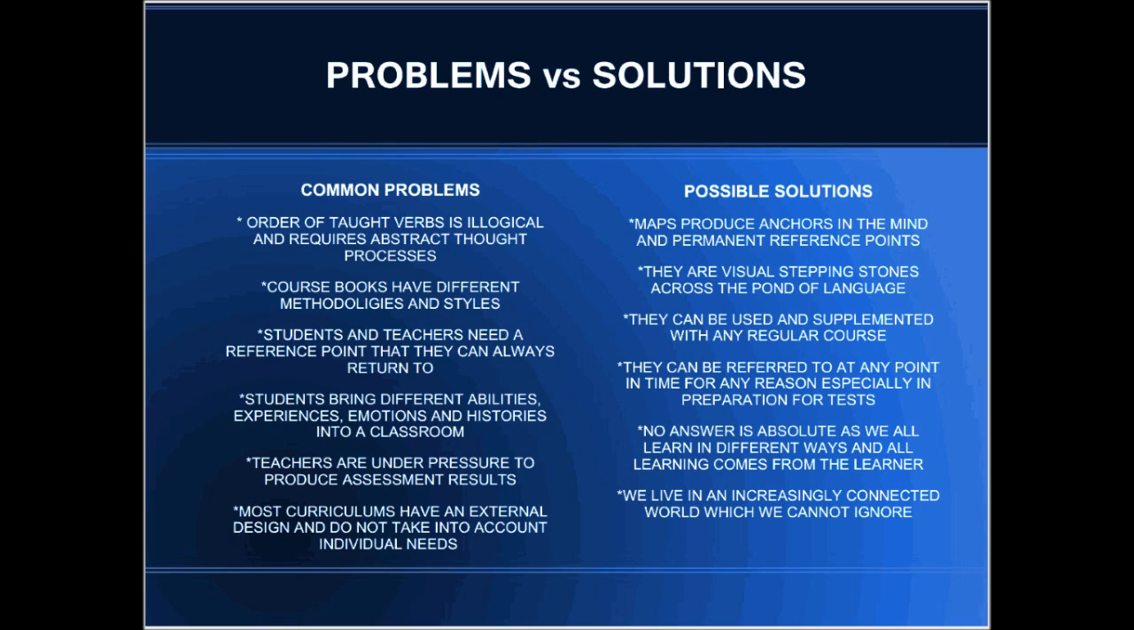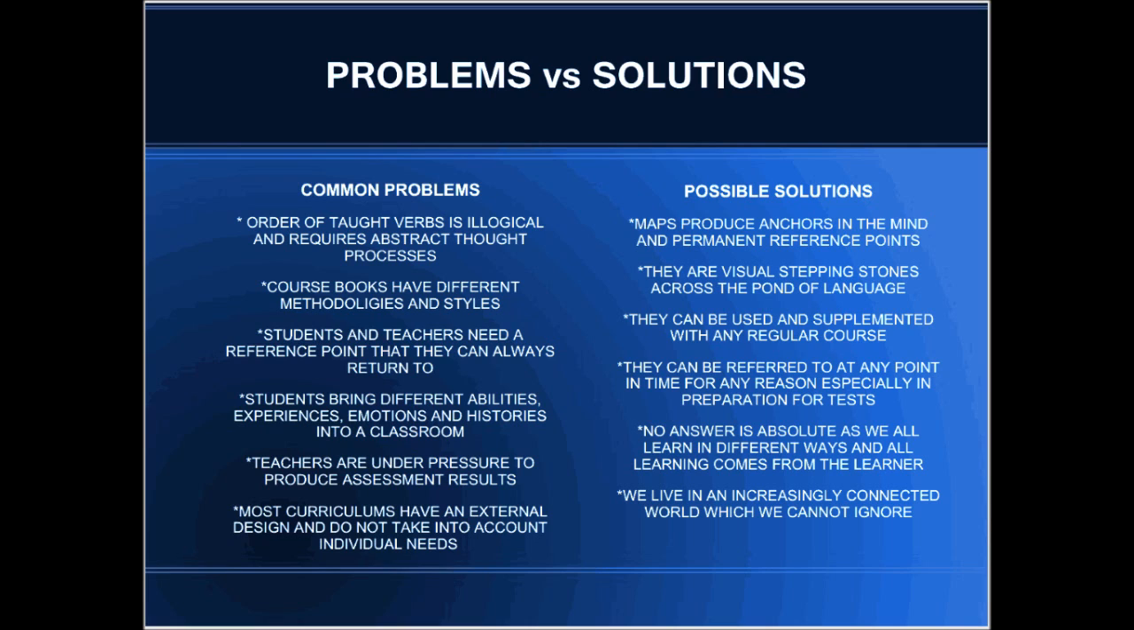Next, most curriculums have an external design and do not take into account individual needs. Somebody who sits in a towering office miles away cannot, no matter how much scientific data is produced, design one course that works for everyone. In 5,000 years we haven't been able to create one, so we need supplements, and maps are just one more example of this. Again, not the only example, but every little bit helps for sure.